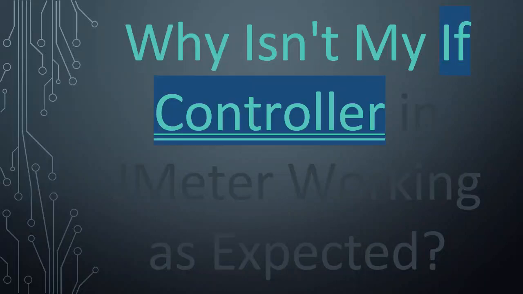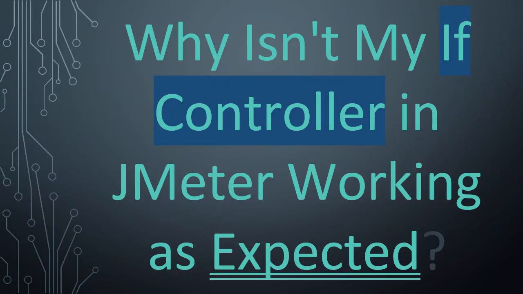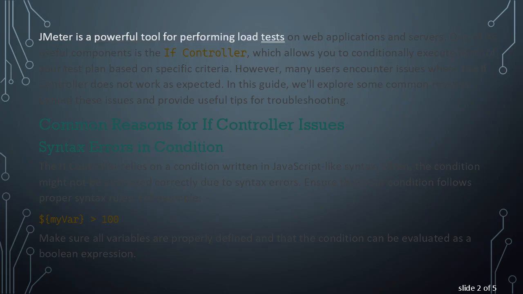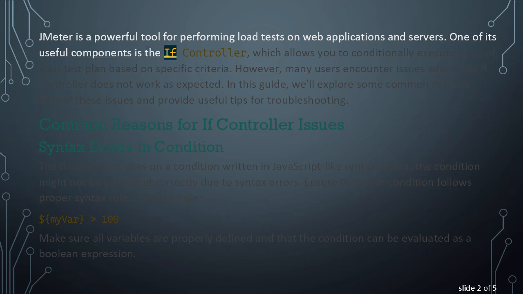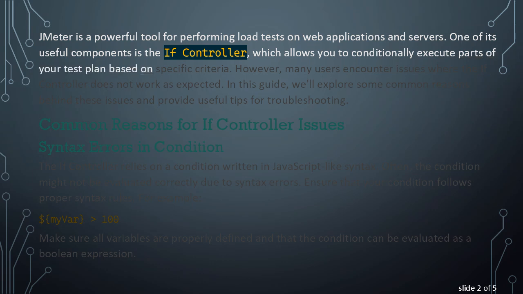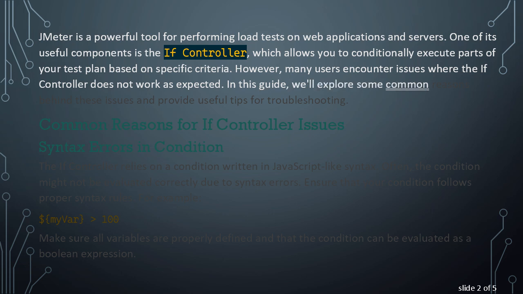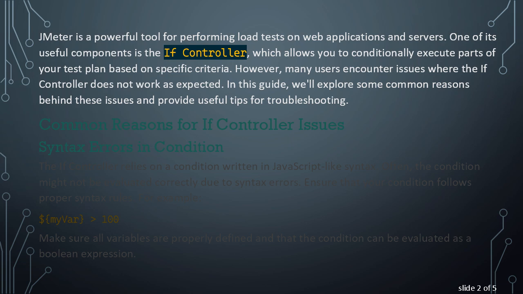Why isn't my if controller in JMeter working as expected? JMeter is a powerful tool for performing load tests on web applications and servers. One of its useful components is the if controller, which allows you to conditionally execute parts of your test plan based on specific criteria. However, many users encounter issues where the if controller does not work as expected. In this guide, we'll explore some common reasons behind these issues and provide useful tips for troubleshooting.